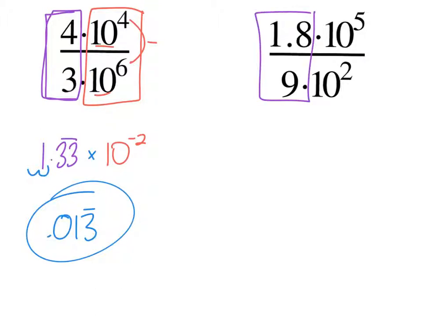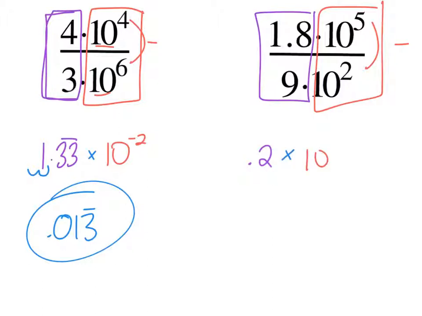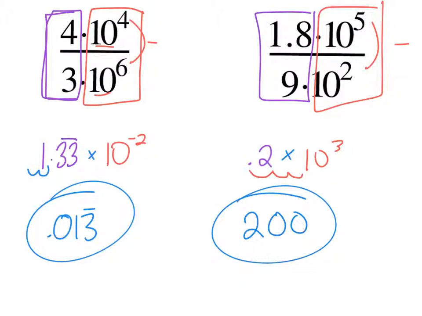Same thing with the next problem. We're going to be subtracting our exponents after we figure out 1.8 divided by 9. And 1.8 divided by 9 actually ends up being 0.2. And then we can do times 10 to the 5 minus 2, which is going to be 3. We can actually take this one step further, move our decimal 3 spaces in the positive direction, and we actually get 200 as a final answer.